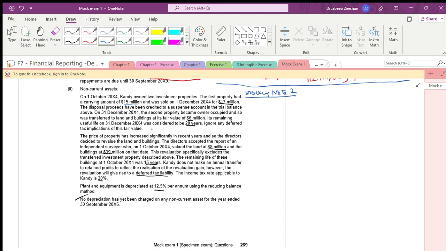The disposal proceeds have been credited to the suspense account. The second property is 6 million, and its remaining life is 20 years.